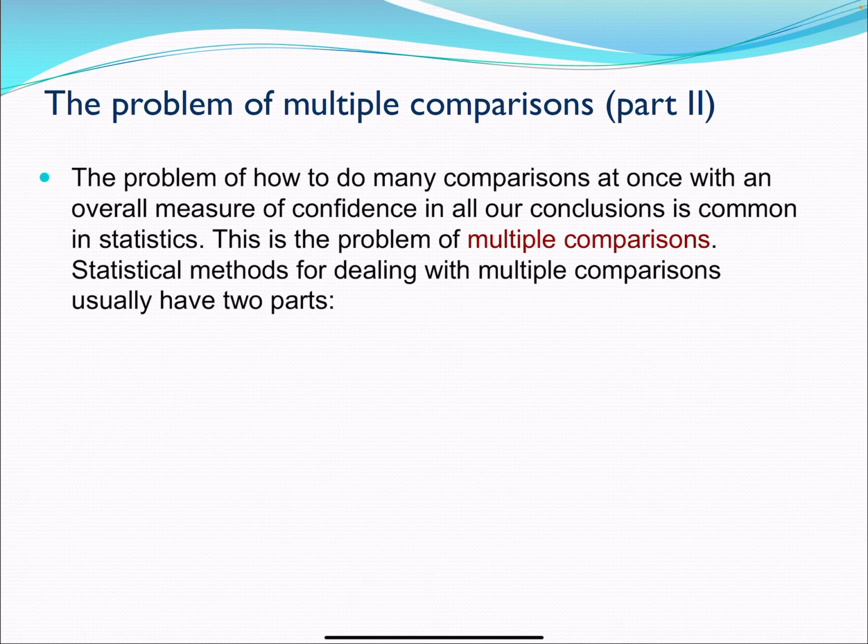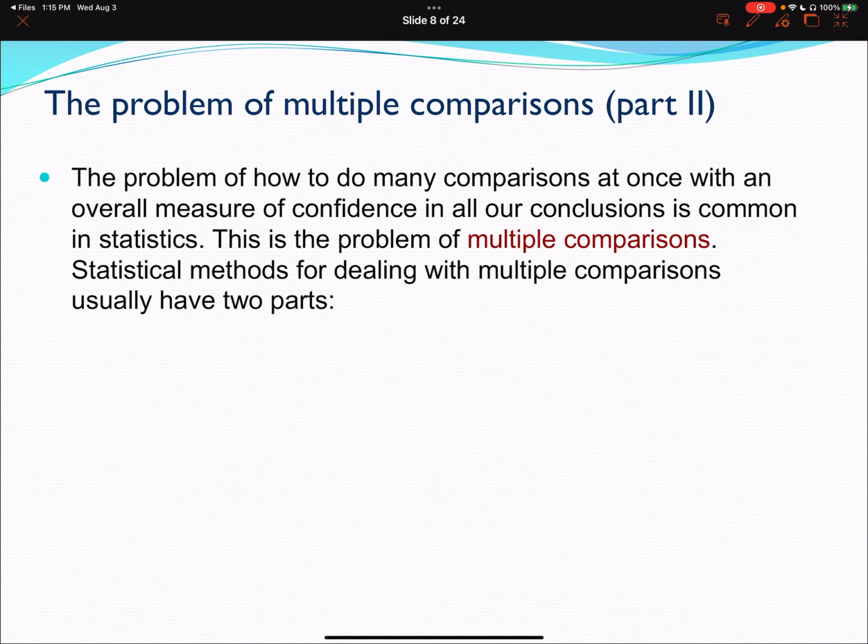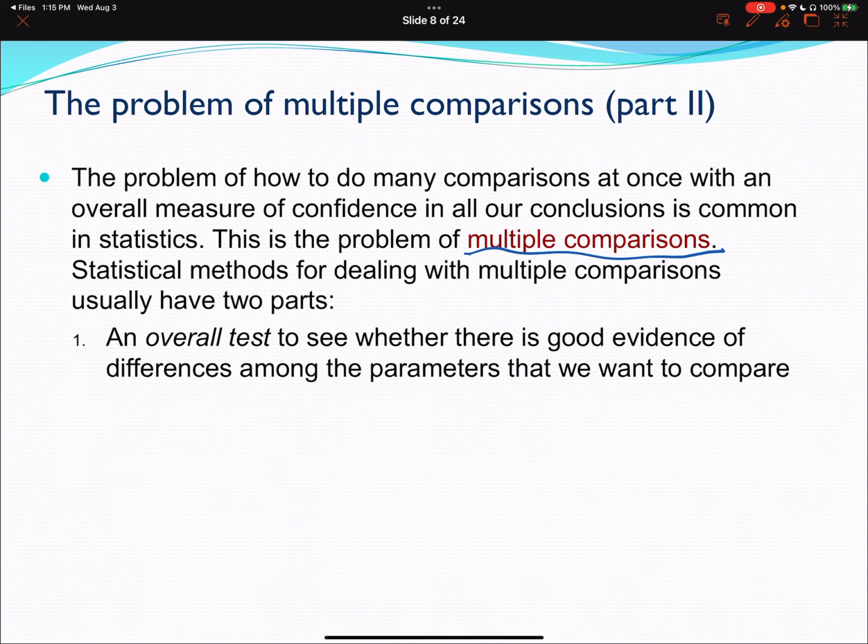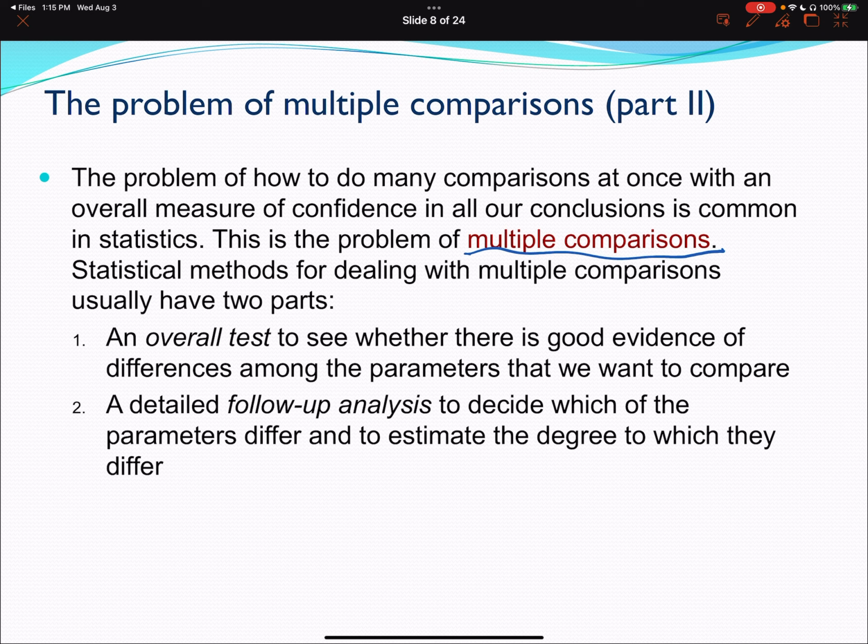The problem of how to do many comparisons at once with an overall measure of confidence in all our conclusions is common in statistics, right? This is the problem of multiple comparisons. Statistical methods for dealing with multiple comparisons usually have two parts. The first is an overall test to see whether there's good evidence of differences among the parameters that we want to compare. The second is detailed follow-up analysis to decide which of the parameters differ and to estimate the degree to which they differ.